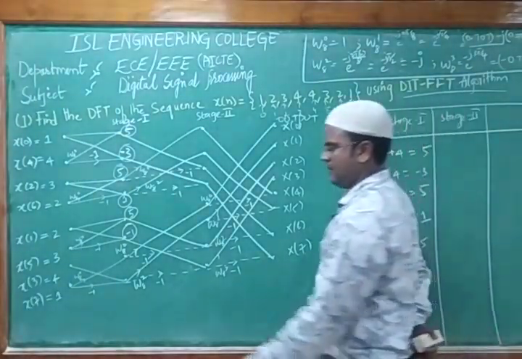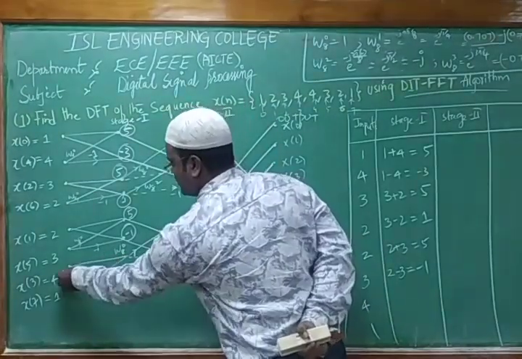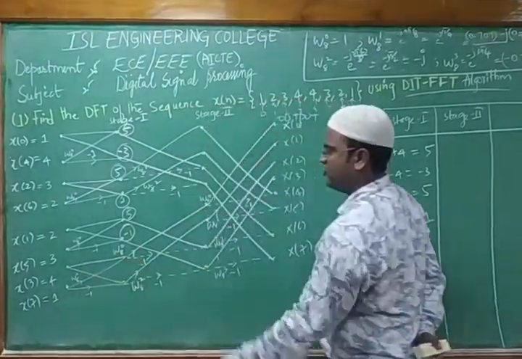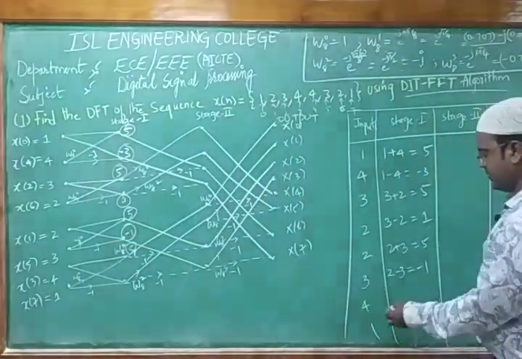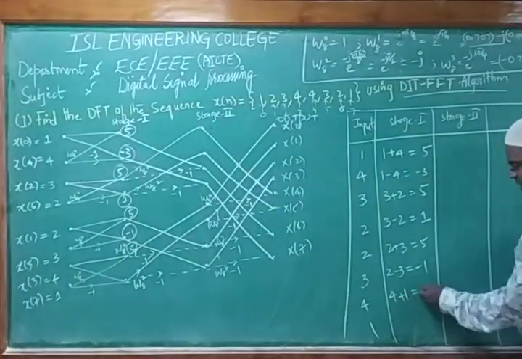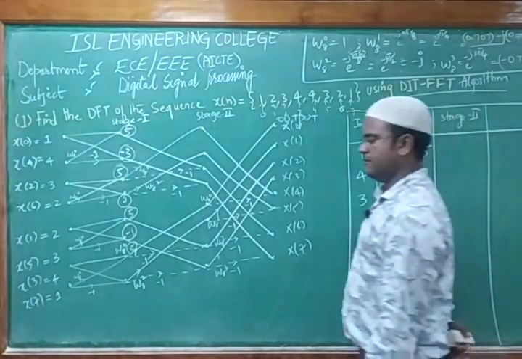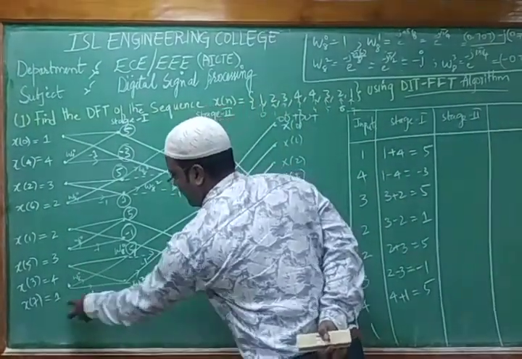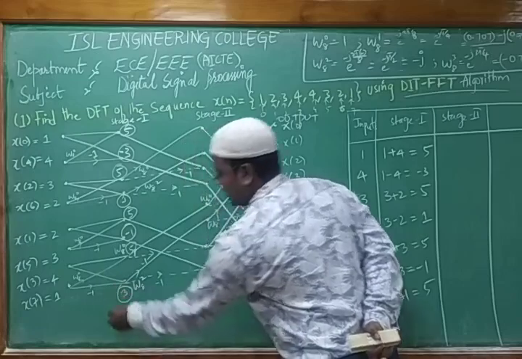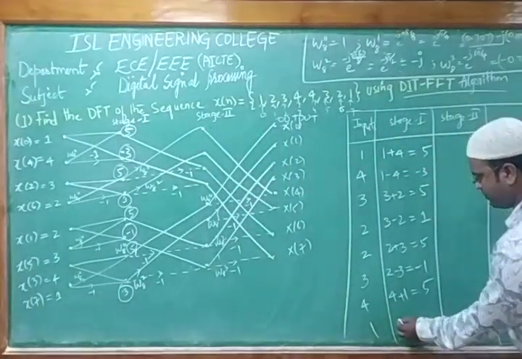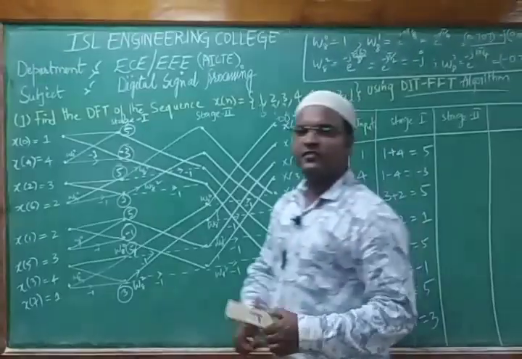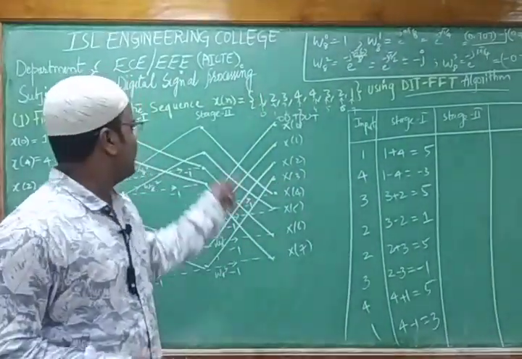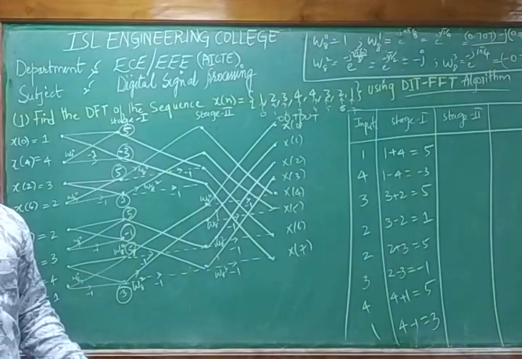Next one, this coming is 4, here 4 plus 1. So 4 plus 1, I get 5. So that value I'll mention here. Next I can write 4, this is minus 1. 4 minus 1 is 3. So we got 4 minus 1 is 3. That means when we take the values of the first stage, we realize all those first stage inputs.